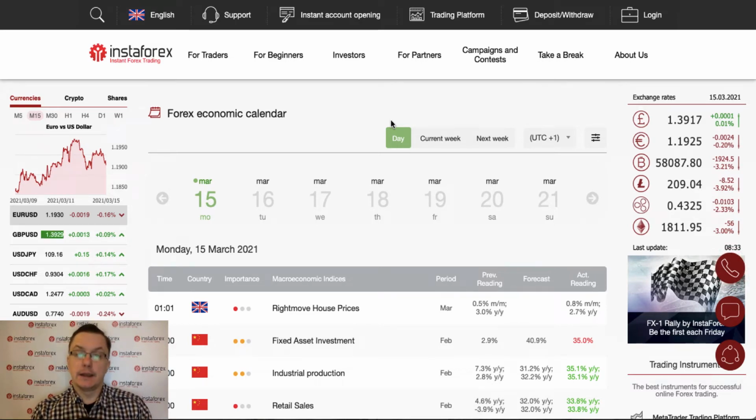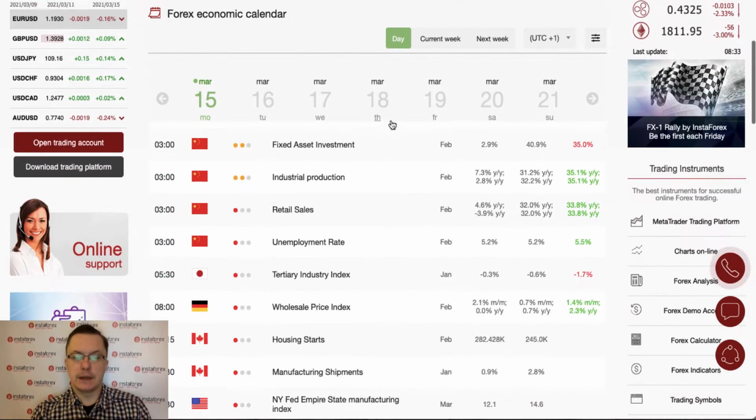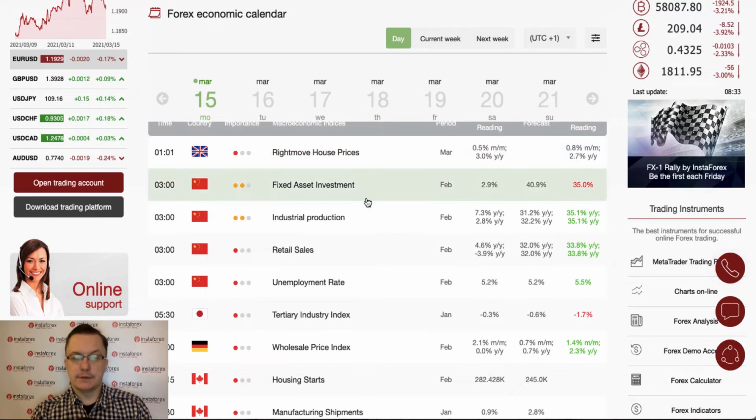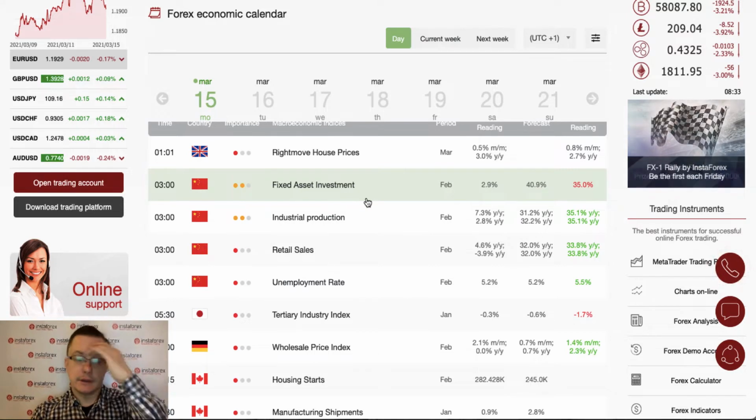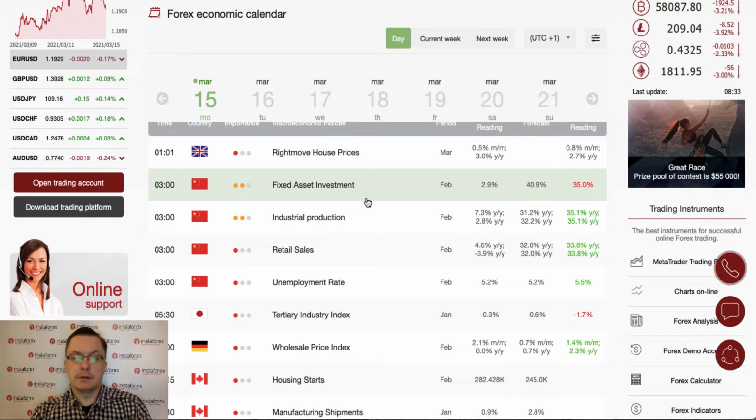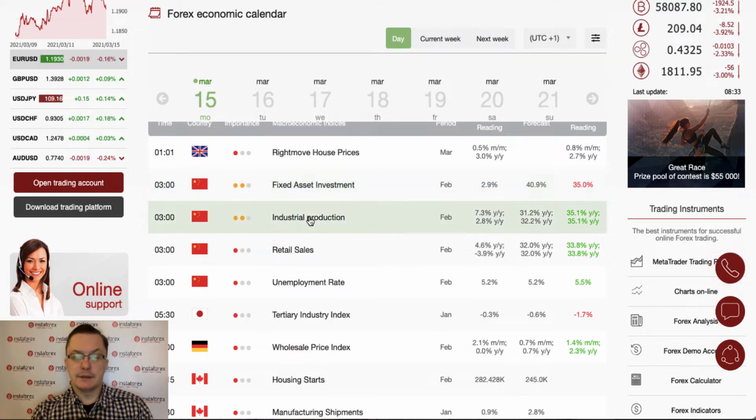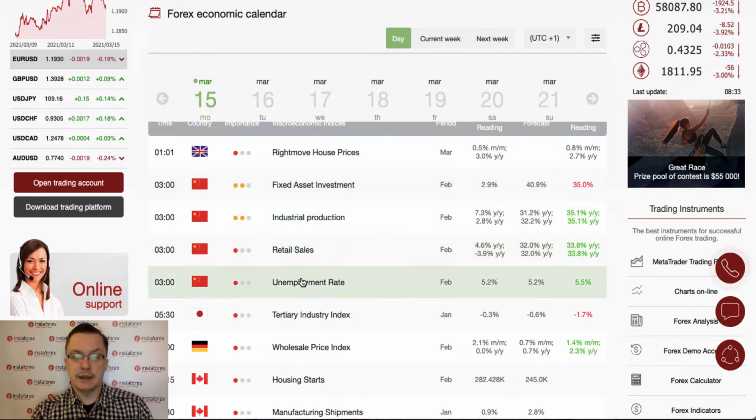Today is Monday, the 15th of March 2021. This is the beginning of the trading week, so let's take a look at the economic calendar. As you can see, there isn't much important data to be published today, but we got some data from China. They were released, of course, overnight, and they were fixed asset investment, industrial production, retail sales, and unemployment rate.